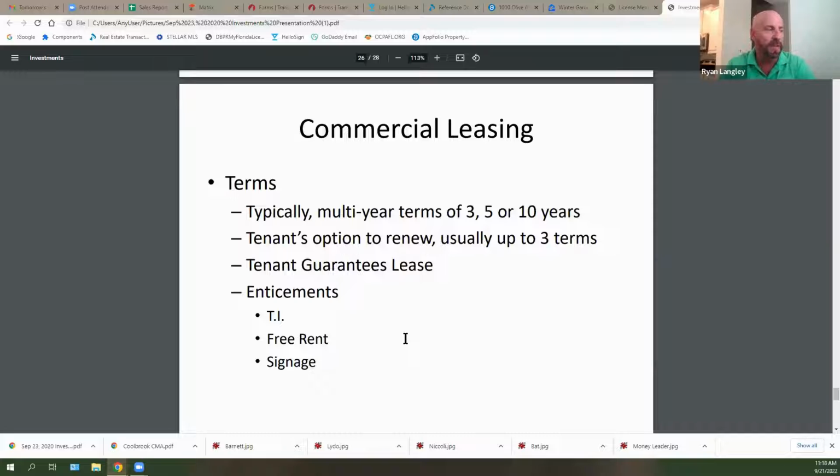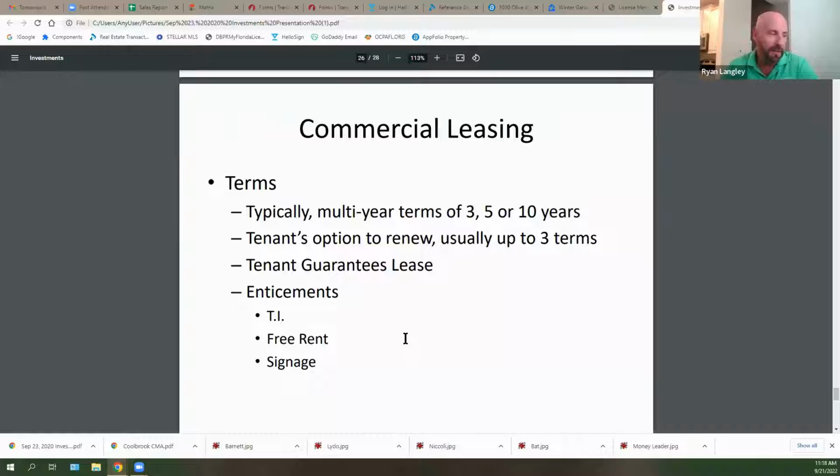Enticements. Landlord will give enticements. TI, tenant improvement. So if you're changing a hair salon into an Italian restaurant, a lot of times the landlord will offer you some tenant improvement, $10 a foot, $20 a foot to improve the place. Even if you're making it from one restaurant to another one, it just needs new carpet and new booths or new whatever. They'll give you that because it's making their place worth more.